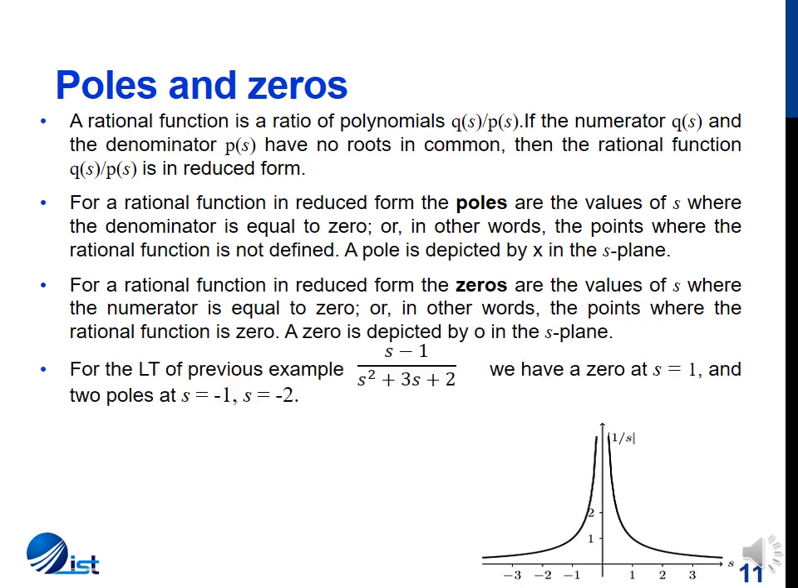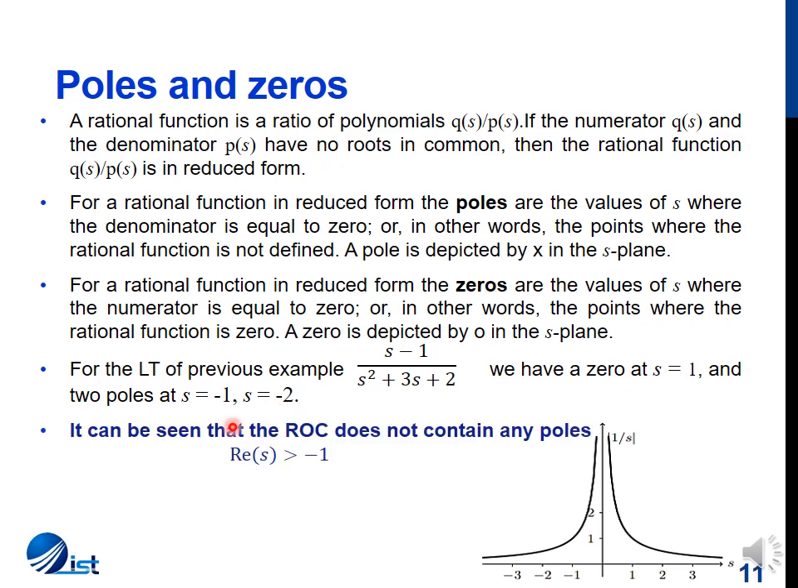Now let's look at the Laplace transform of the previous example. We can see that the root of the numerator was at s equal to 1. So we have a zero at s equal to 1, and we have two poles at s equal to minus 1 and minus 2. And from the previous example, we can see that the ROC was greater than minus 1. So this brings us to the conclusion that the ROC does not contain any poles. So far in all the examples, we have seen that the ROC did not contain any poles, and this is a standard rule: for a Laplace transform, the ROC does not contain any poles.